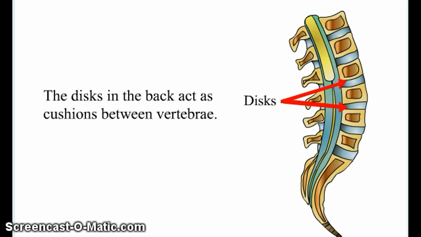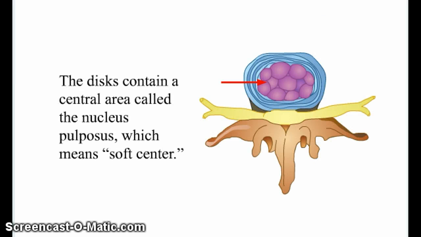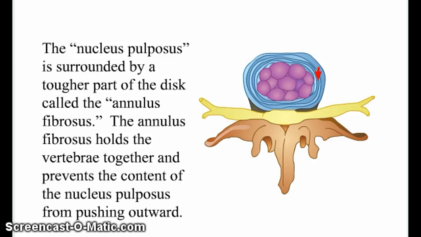The discs in the back act as cushions between vertebrae. The discs contain a central area called the nucleus pulposus, which means soft center. The nucleus pulposus is surrounded by a tougher part of the disc called the annulus fibrosus. The annulus fibrosus holds the vertebrae together and prevents the content of the nucleus pulposus from pushing outward.